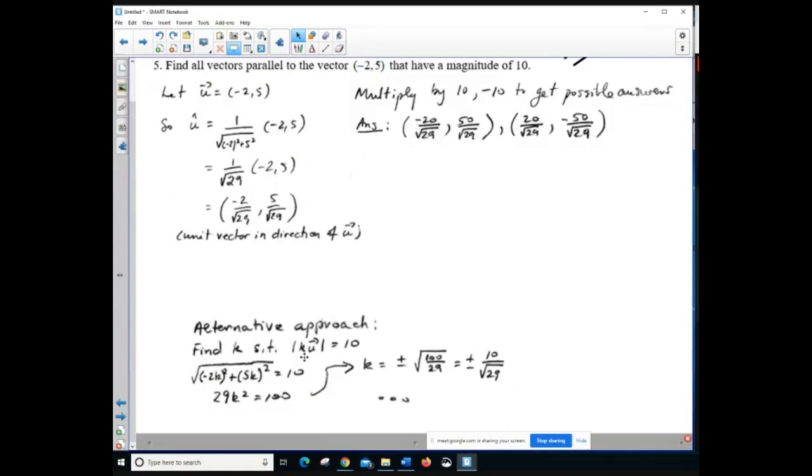So, I don't know who said that. Was that Anna? It sounded like Anna, maybe? Yeah. So, okay. She took the k, she multiplied, so that's -2k and 5k. She put it into the magnitude formula, made it equal to 10, and then solved for k. And lo and behold, look what we get for our k values, positive or negative 10 over √29. Multiplied by the vector gives you the exact same answers. Okay? So a more direct approach.